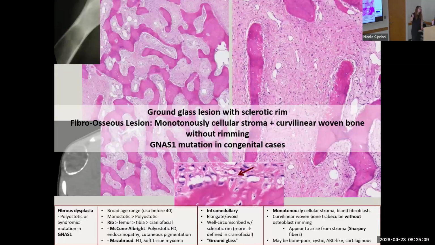All right. Fibrous dysplasia, also a fibro-osseous lesion, but does not have osteoblast rimming, right? It tends to have these Sharpey fibers that imply the bone is ossifying right out of the stroma without being deposited by osteoblasts, which is kind of interesting. Very monotonously cellular fibrous background, monotonous long strips of bone. Ground glass opacity is your buzzword for radiology. And then GNAS1 mutations in some cases. Syndromes are listed here, right? Polyostotic fibrous dysplasias with other things.